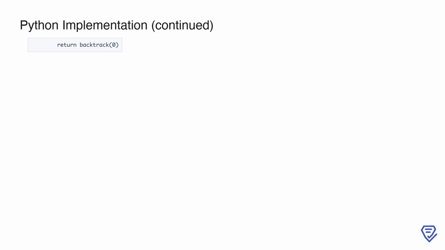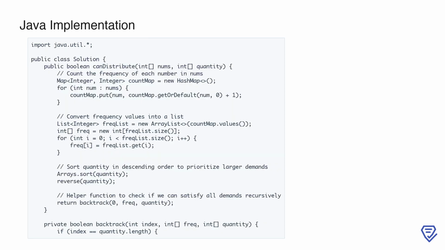Finally, the canDistribute method calls the backtrack function with an initial index of 0 and returns its result. This approach systematically explores all possible ways to allocate the frequencies to the demands, ensuring that we find a valid solution if one exists. Here, we start by defining our canDistribute method, which takes two inputs: an array nums representing the integers available for distribution and an array quantity representing the demands to be satisfied.